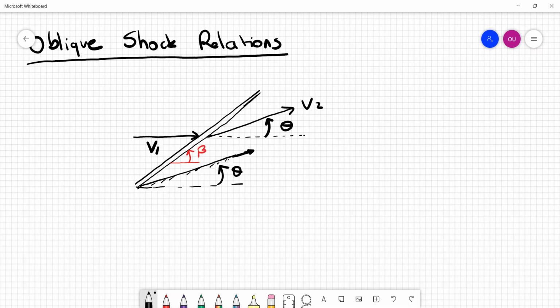Now the thing is, since the shock wave here is sitting at an angle to the flow, the first thing that we generally do is to decompose the relevant velocity vectors into their two components. One component is normal to the shock wave, so this sits at 90 degrees to the shock wave, and another component is tangent to the shock wave. Okay, so let's call them V normal 1 and V tangent 1.